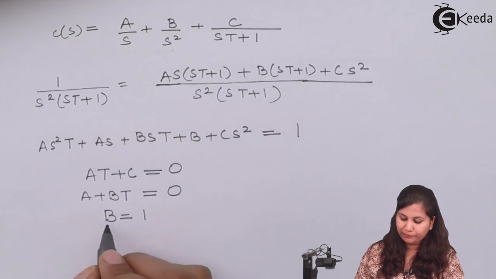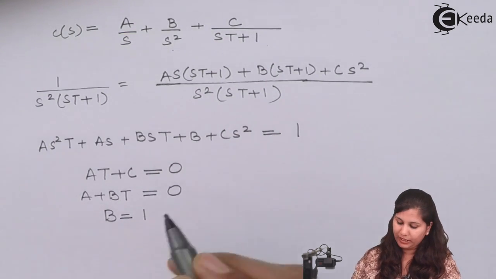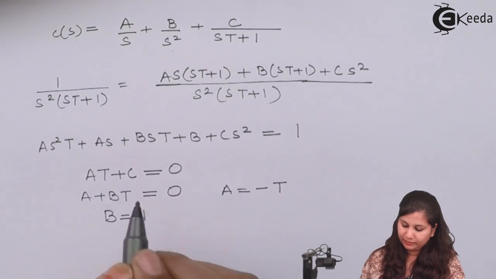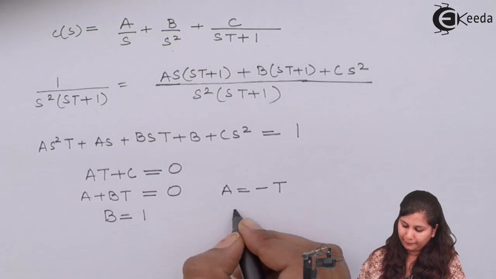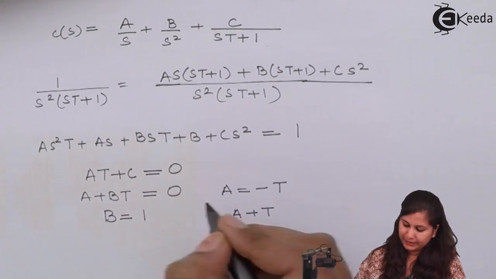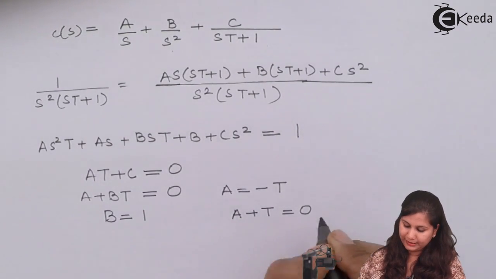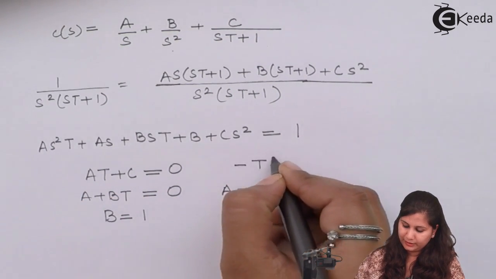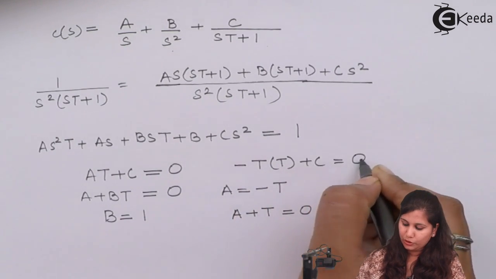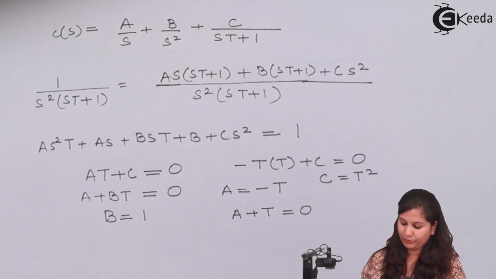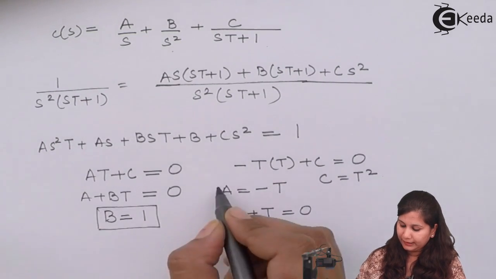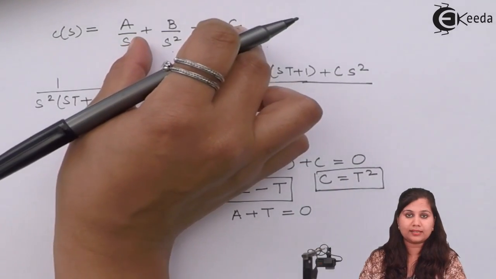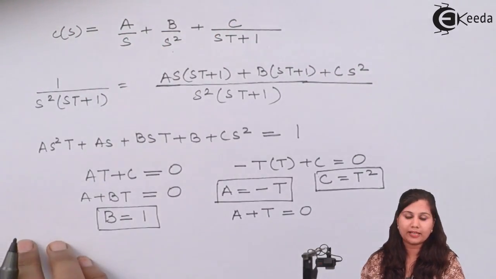Now putting the value of b in this equation, we will get the value of a. So a will be equal to minus T. And if we put the value of A here, A plus T equals 0, so A equals minus T, and if we put it here, then C will be equal to minus T into T plus C equals 0, so C is equal to T square. So we have got the values of B, A and C. We are going to put these values in this and we will get the partial fractions of C(s).